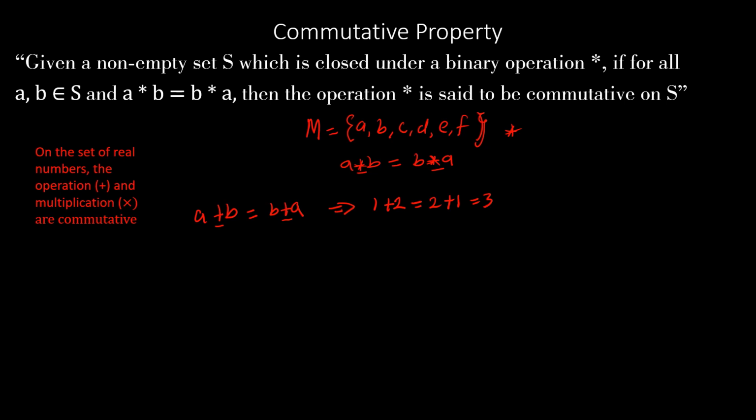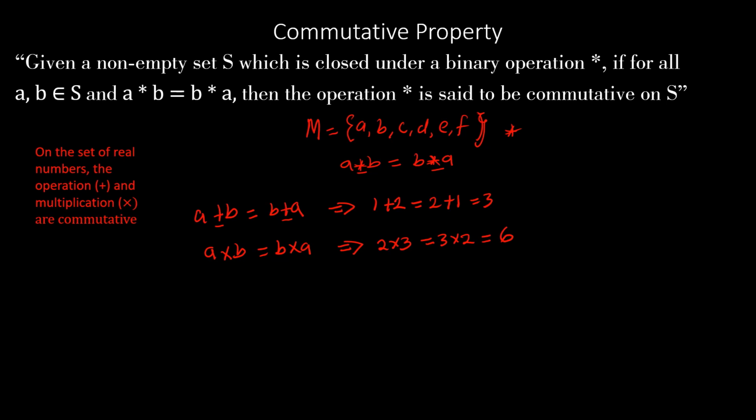For multiplication, if you have A multiplied by B, it's also the same as B multiplied by A. So to illustrate this, if you have something like 2 multiplied by 3, it's also the same as 3 multiplied by 2, which gives us 6.